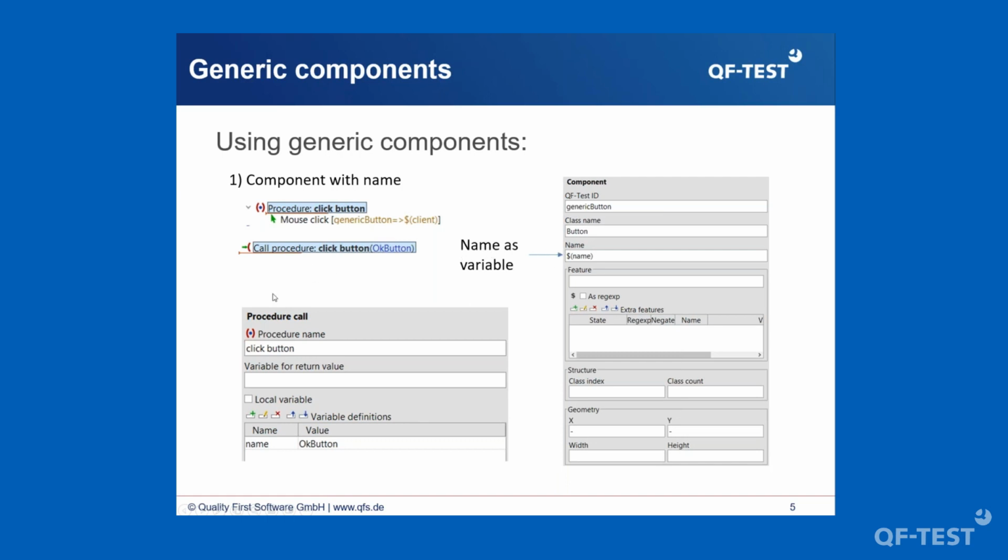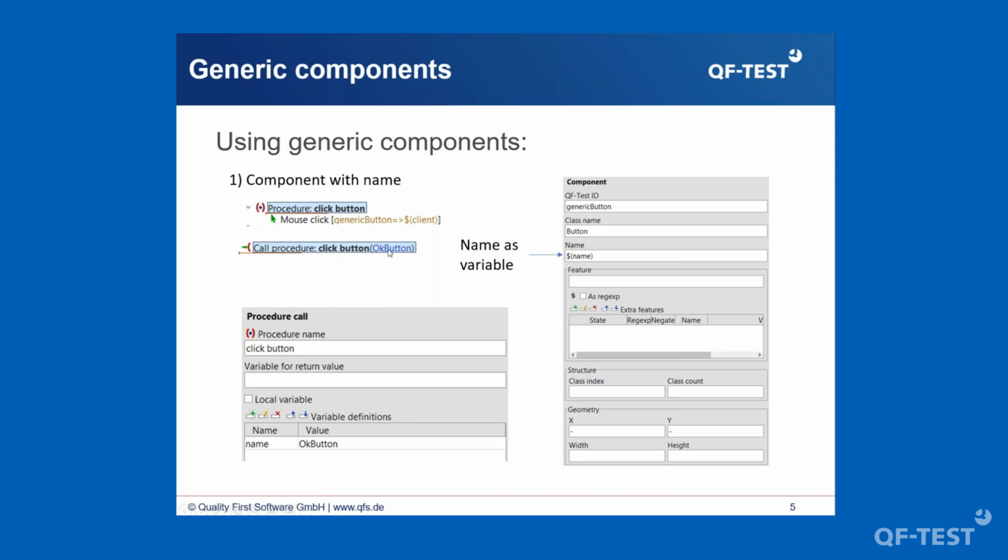The name as the variable, and then you would have a procedure, and there you'd have a mouse click referencing that component node called generic button. And well, you can set the variable name anywhere, but it's very easy when you pass it as a parameter to that procedure. And then that's the procedure call in all the details, and that's what it looks like in the tree.